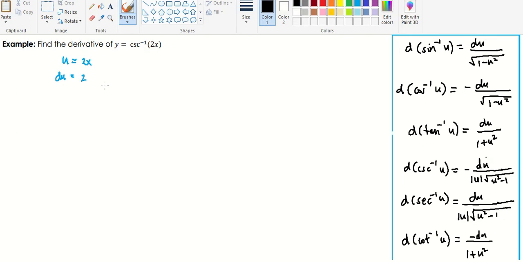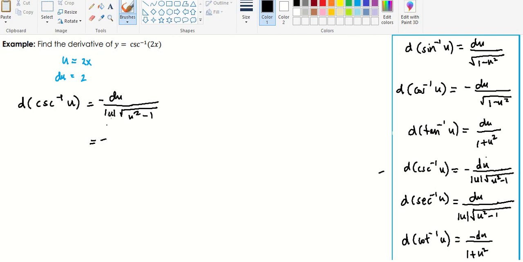Now, after getting our u and du, let's have the formula. So since this is arc cosecant, we're going to use the arc cosecant formula here. So we have the derivative of arc cosecant u is equal to negative du over the absolute value of u times the square root of u squared minus 1.